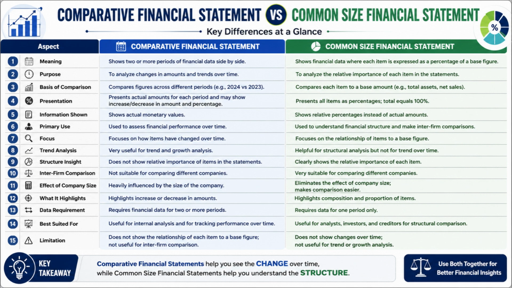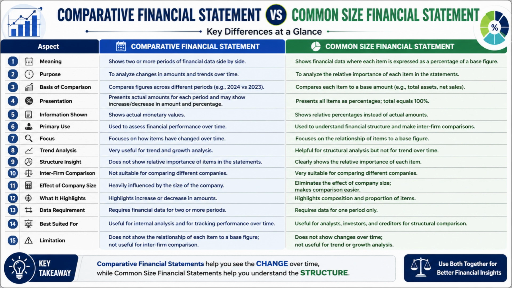Number 11. Comparative financial statement emphasizes the change in financial performance, whereas common size financial statement emphasizes the relationship between statement items. Number 12. Comparative financial statement helps management track yearly progress, whereas common size financial statement helps investors and analysts understand financial structure. Number 13. Comparative financial statement may show both amount and percentage change, whereas common size financial statement only shows percentages.